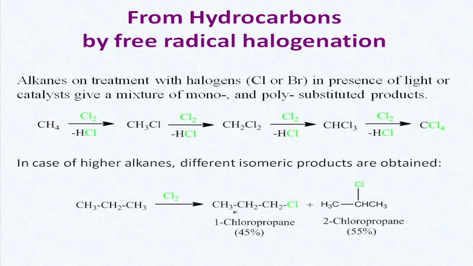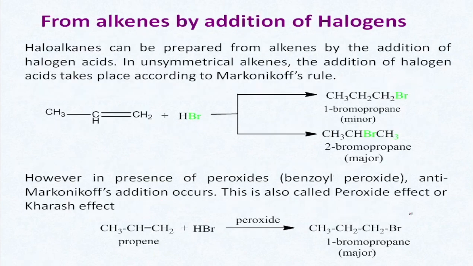In case of higher alkanes, different isomeric products are obtained. So methane, ethane, propane. Second example of methane, ethane, propane: with Cl2 you get isomeric products, 1 chloropropane or 2 chloropropane.